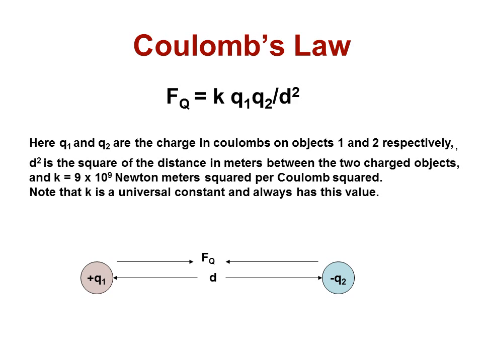Here's a picture of how Coulomb's law works. Q1 and Q2 are the charge in coulombs on objects 1 and 2, and d is the distance between them. d squared is the square of that distance, that is, the distance multiplied by itself once. This constant k is equal to 9 times 10 to the 9th newton meters squared per coulomb squared, and it's true everywhere in our universe. It's a universal constant, and always has this value.